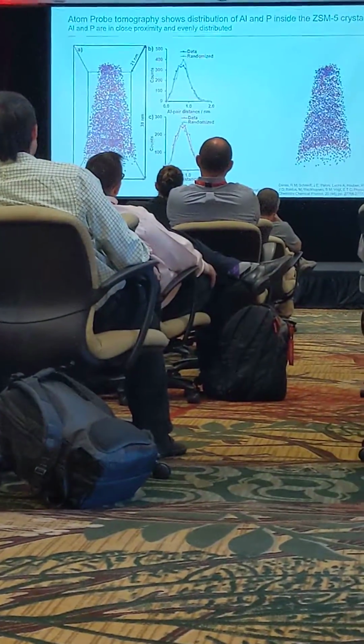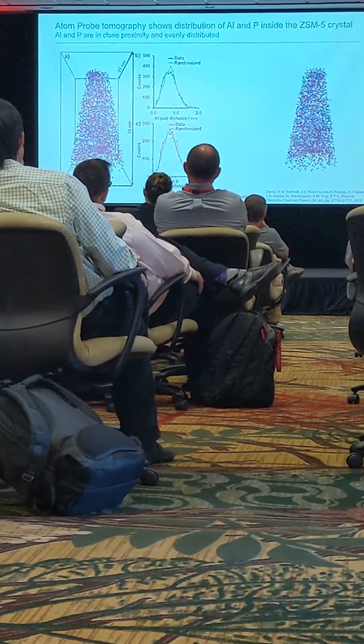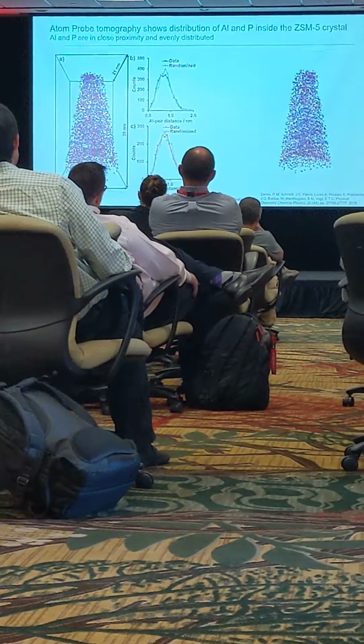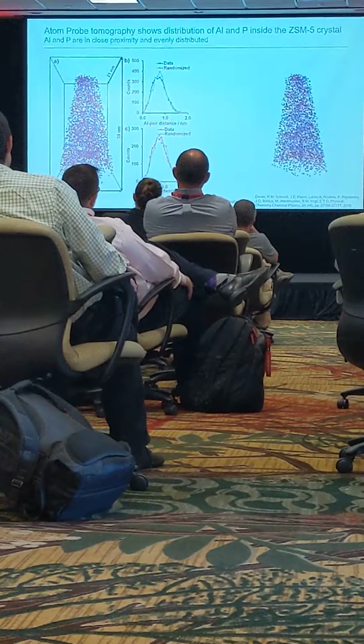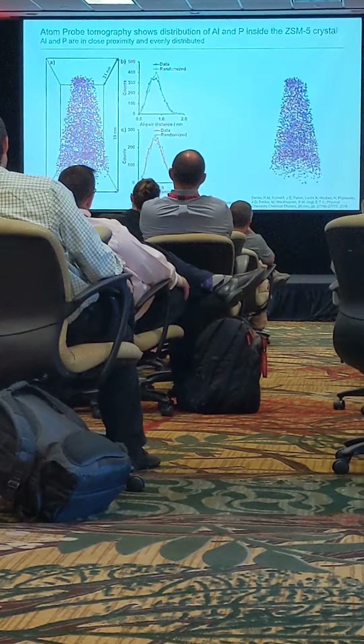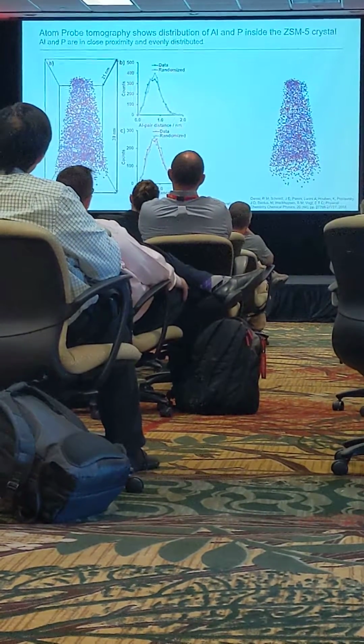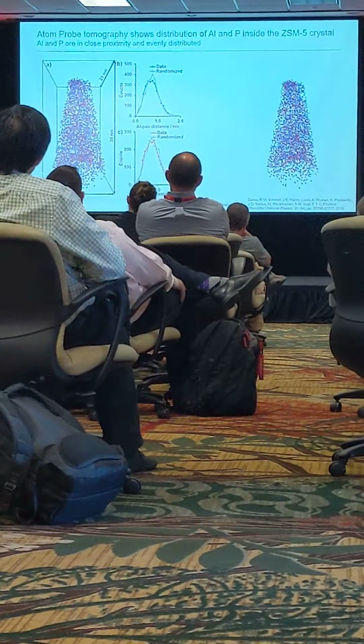So let's see here if this movie will play. Yeah, so we've got a movie here that spins it on the right-hand side of the figure. And we can all look at that and say, oh, that's pretty neat. It looks like the aluminum in blue and the phosphorus in red are relatively homogeneously distributed. And we can actually prove it.